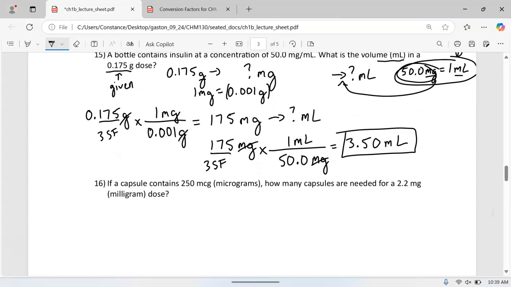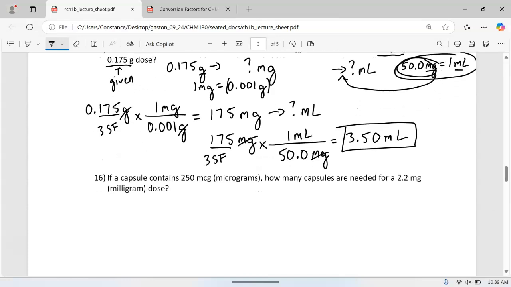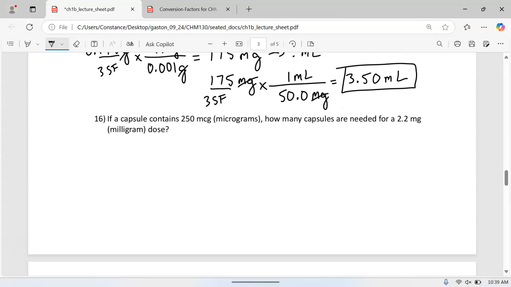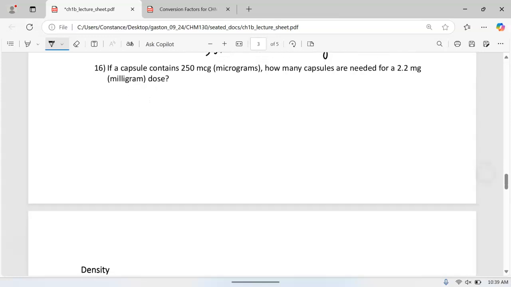Okay, so final answer of 3.50 milliliters. Okay, let's try another one. Number 16. If a capsule contains 250 micrograms, how many capsules are needed for a 2.2 milligram dose?